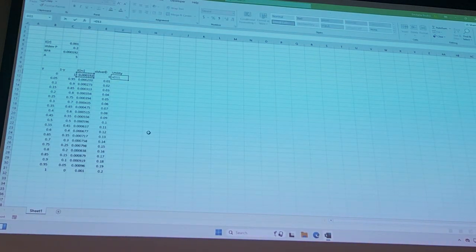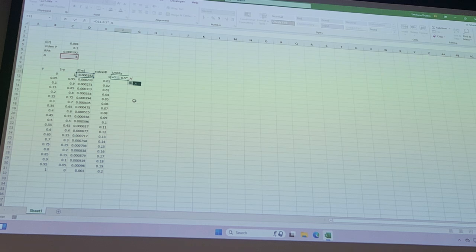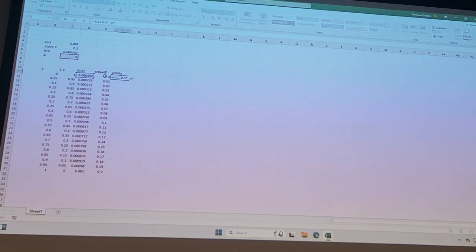Next, I need to calculate the utility. So utility is the expected return minus 1/2 A sigma squared. So the expected return is right here, minus 1/2, 0.5, times the coefficient of risk aversion, which I called underscore A, times sigma squared. That didn't quite work. So this is the portfolio I'm evaluating, right? So this guy squared.